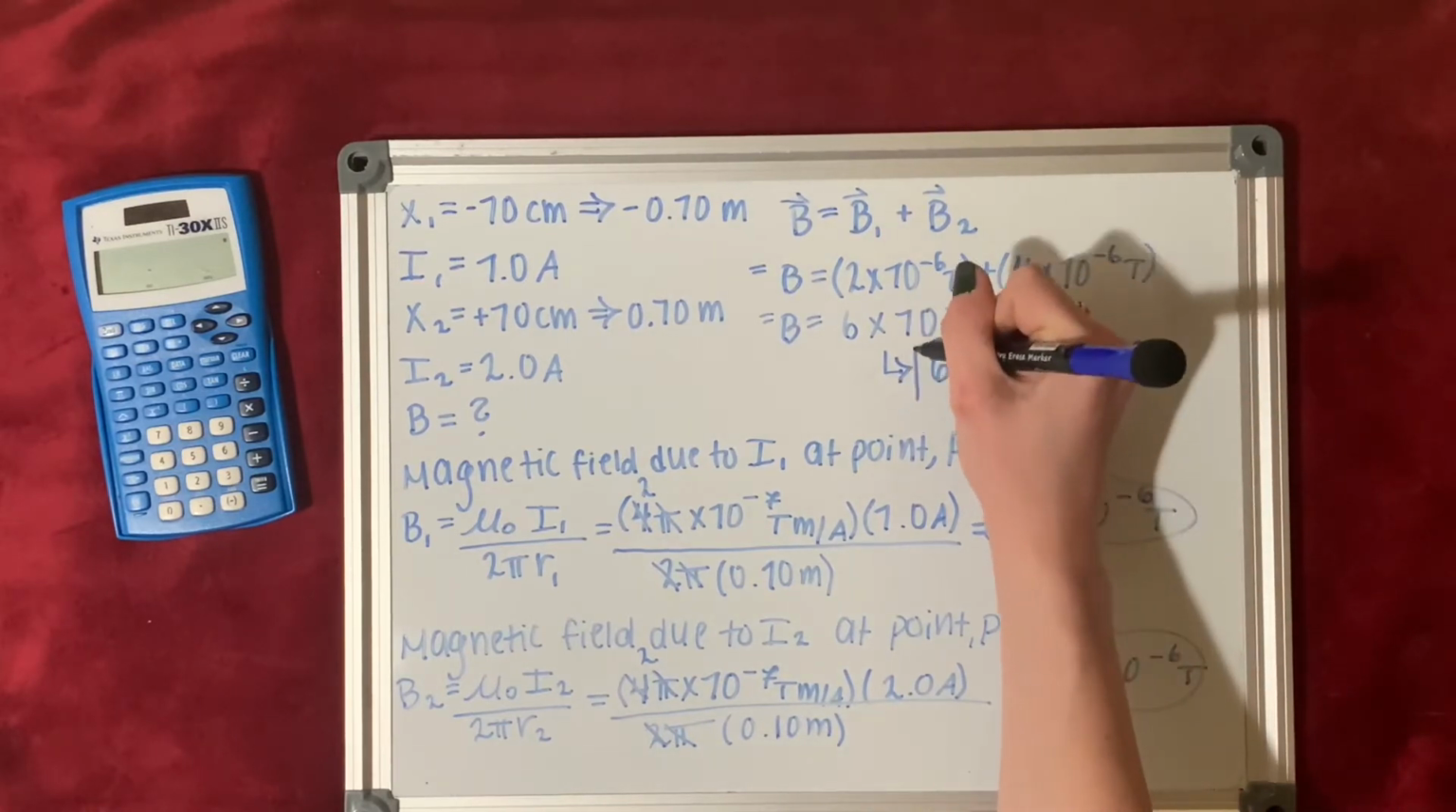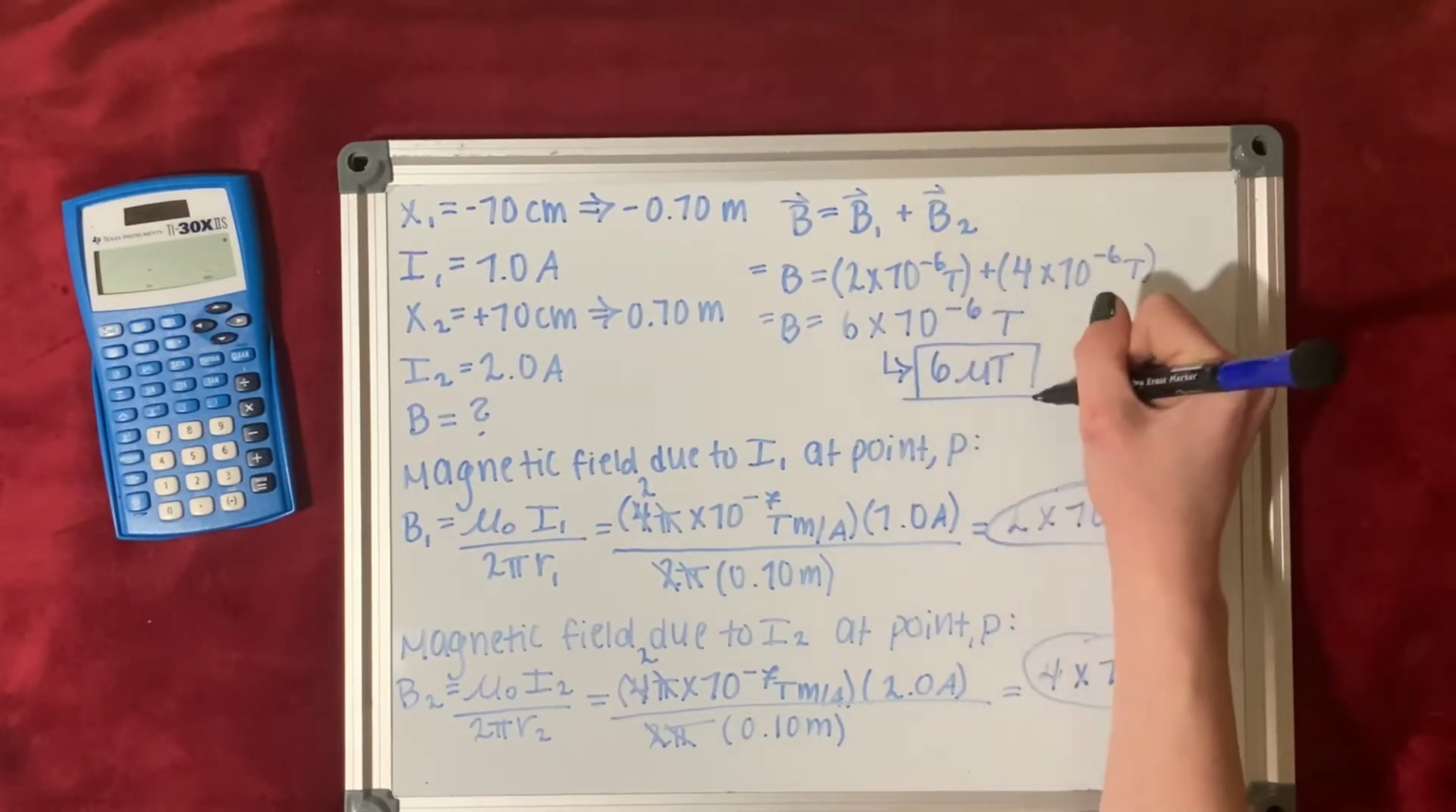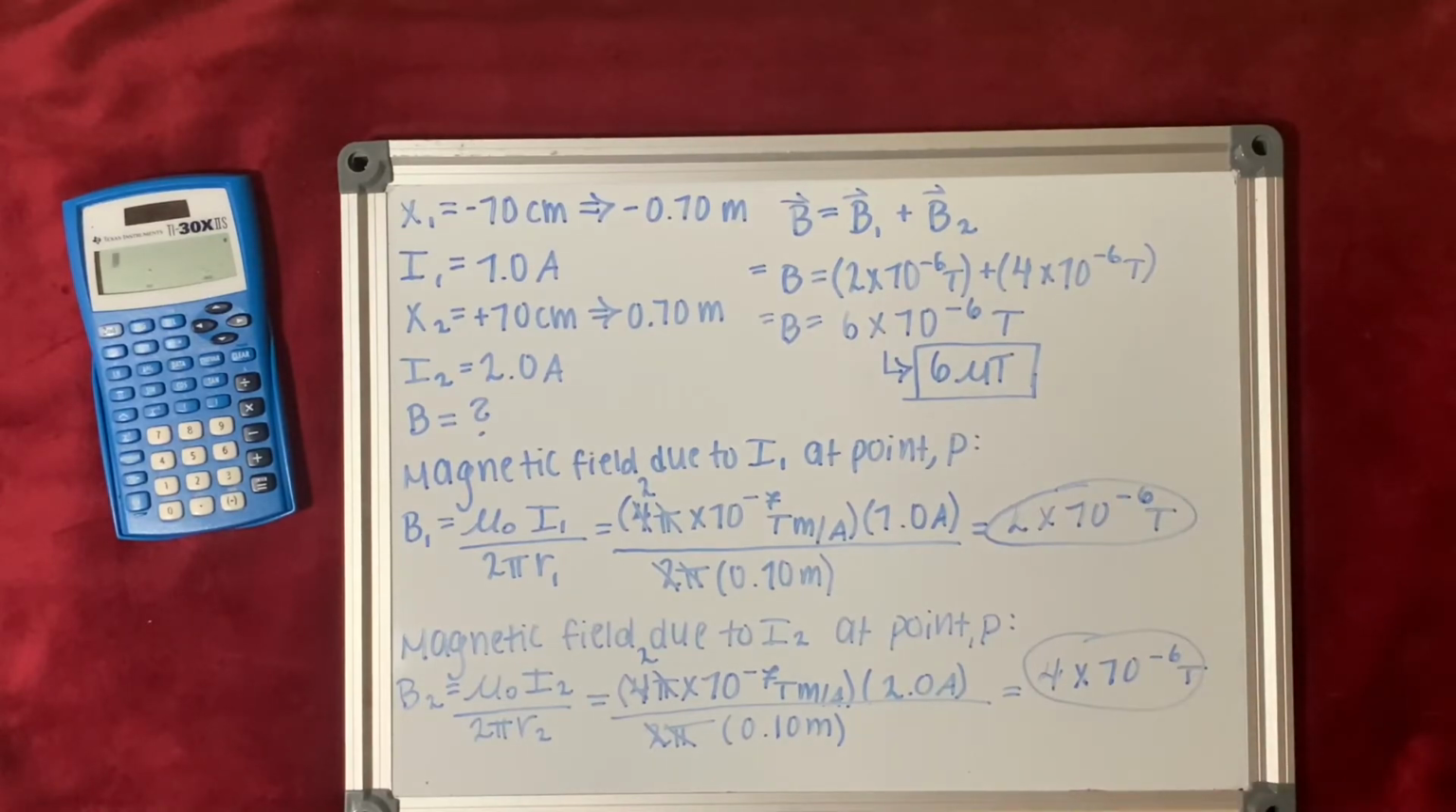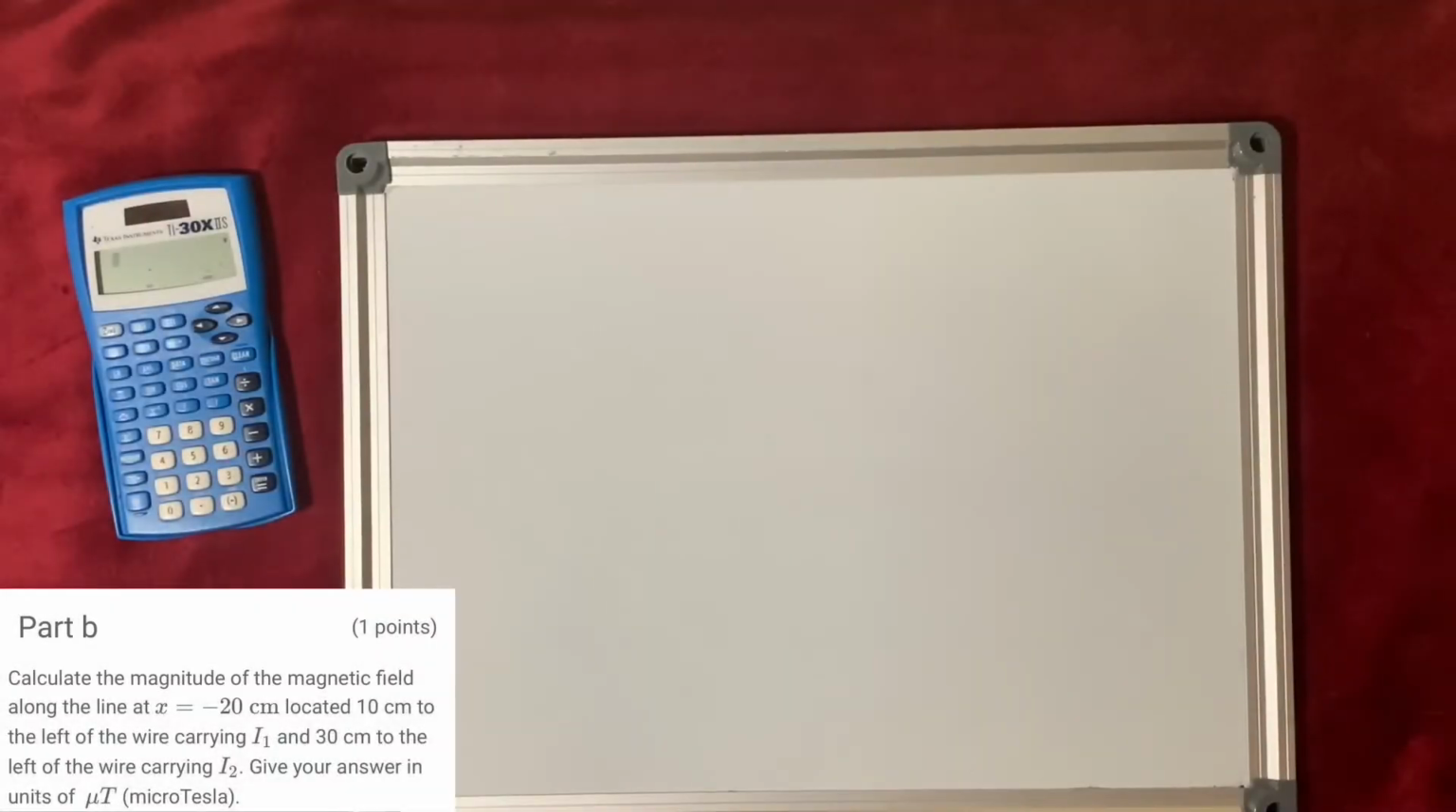That's our answer for part A of this question. Yay, good job everyone. Part B. Calculate the magnitude of the magnetic field along the line at x equals negative 20 centimeters, located 10 centimeters to the left of the wire carrying current I1 and 30 centimeters to the left of the wire carrying current I2. Give your answers in units of microtesla.